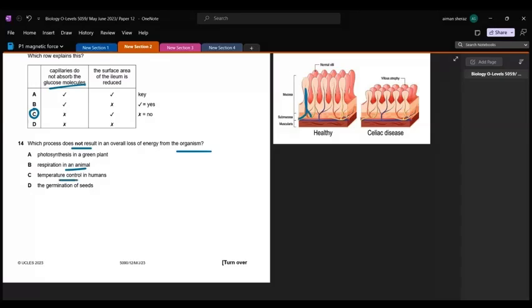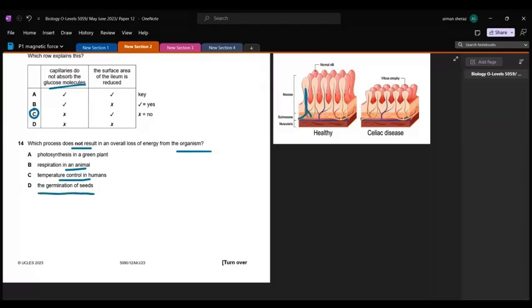Temperature control in humans. Now you can take the example of sweating. If you have been in a hot environment and you just came to sit down, so you have sweating all over, or if you have done a vigorous exercise. So to cool down your body, that heat energy from your body must be removed, and that is done by sweating. So this can't be the option as well.